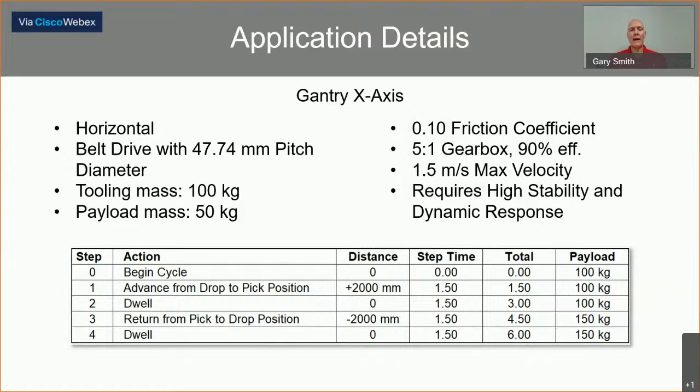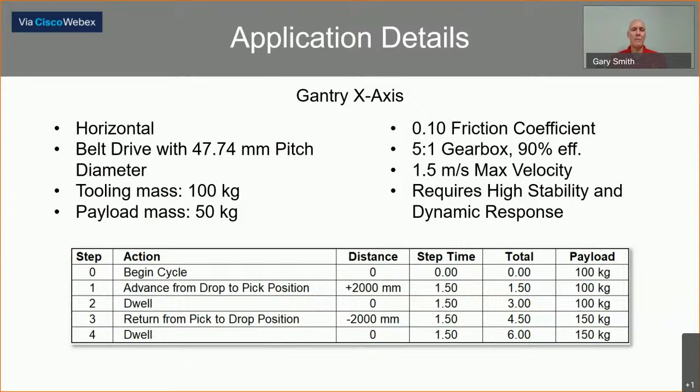In our application, we have tooling mass. Everything that we're moving around weighs 100 kilograms. In addition to that, when we pick a part that we're going to move, we're going to see an additional 50 kilograms of payload. So sometimes when we're moving, we have 100 kilograms. At other times, we have 150 kilograms.